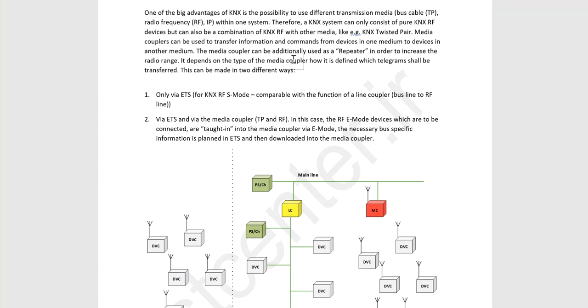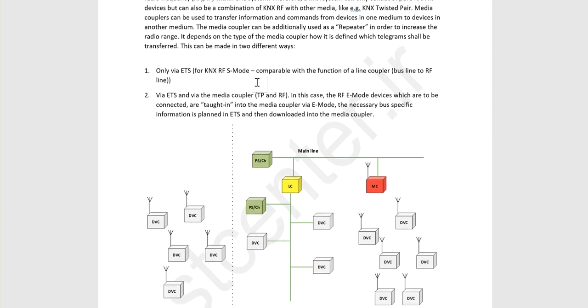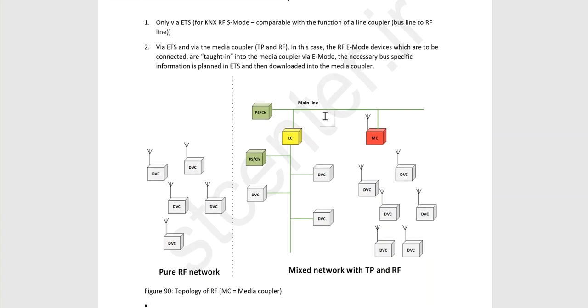The media coupler can be additionally used as a repeater in order to increase the radio range. So it can be used as a repeater also. It depends on the type of the media coupler how it is defined which telegrams shall be transferred. This can be made in two different ways, only via ETS. For KNX RF S-mode, comparable with the function of a line coupler, you can see the media coupler as a line coupler. With ETS and via the media coupler, TP and RF, in this case RF E-mode devices which are to be connected are taught into the media coupler via E-mode. The necessary bus specific information is planned in ETS and then downloaded into the media coupler.